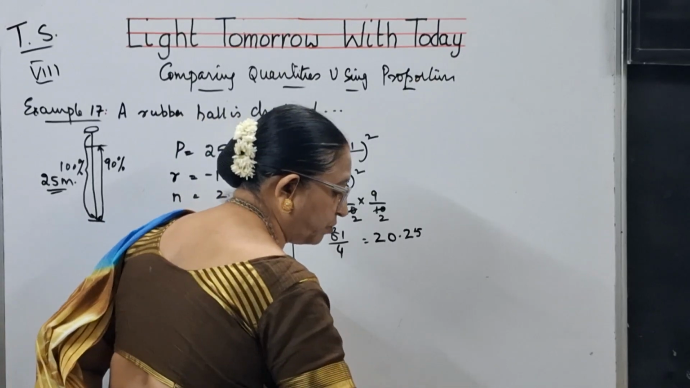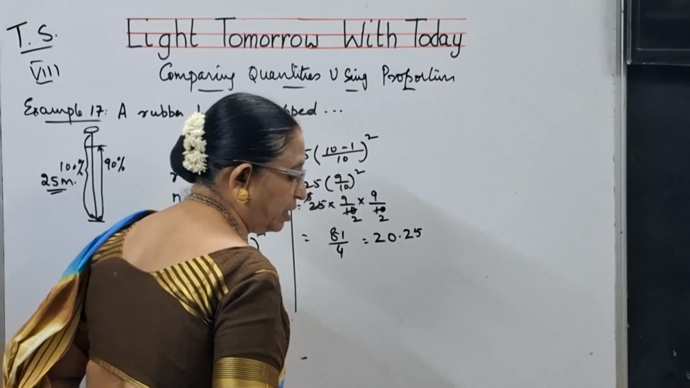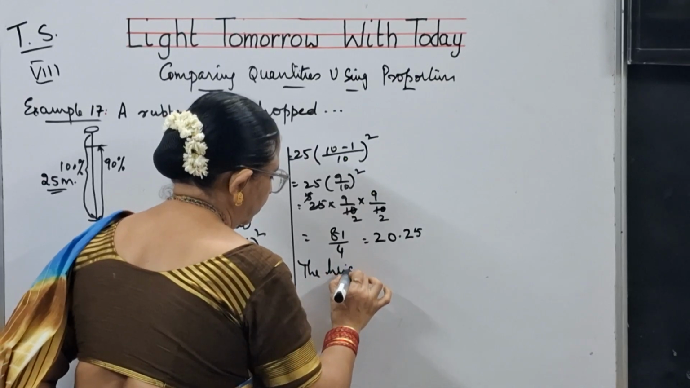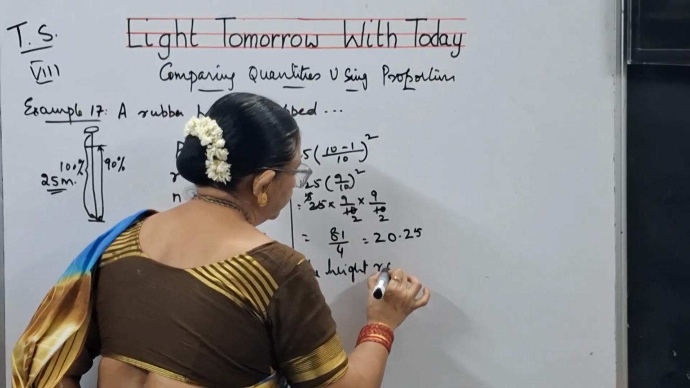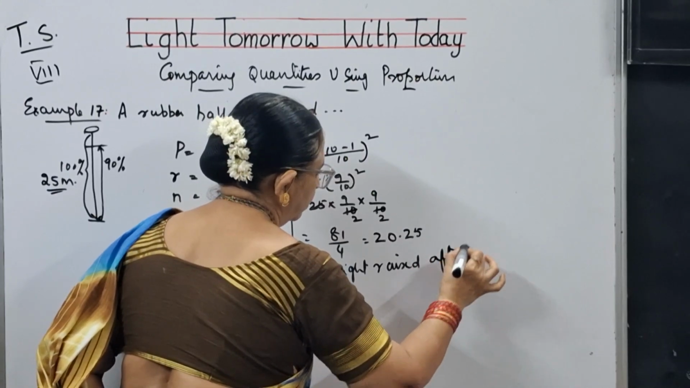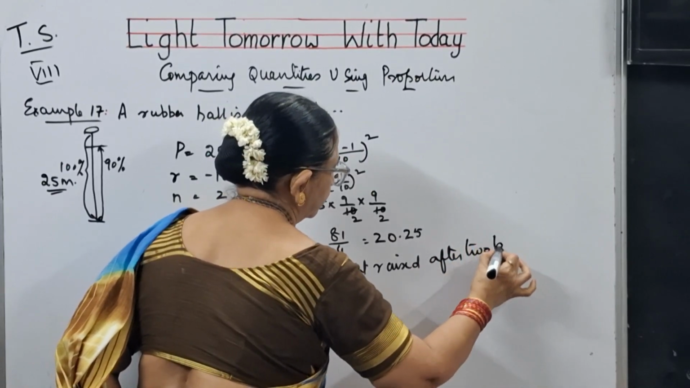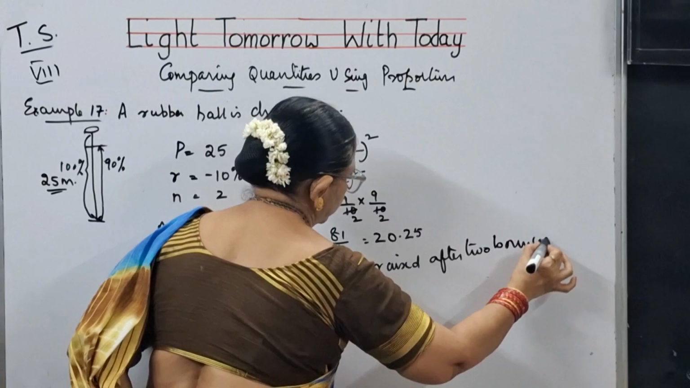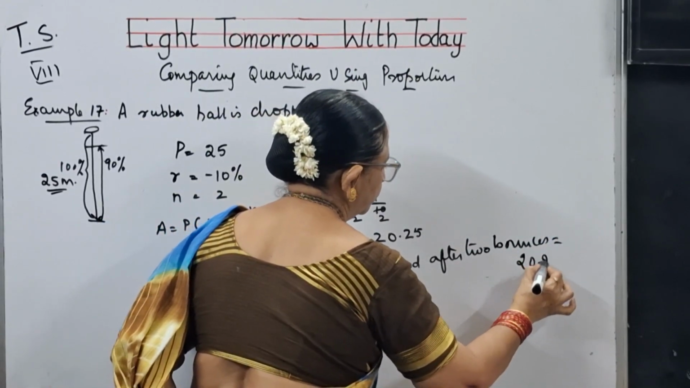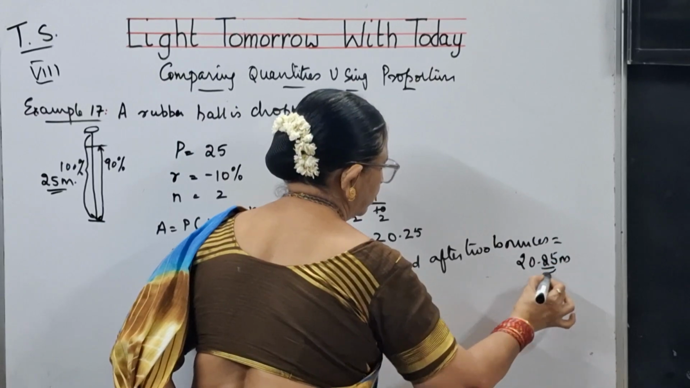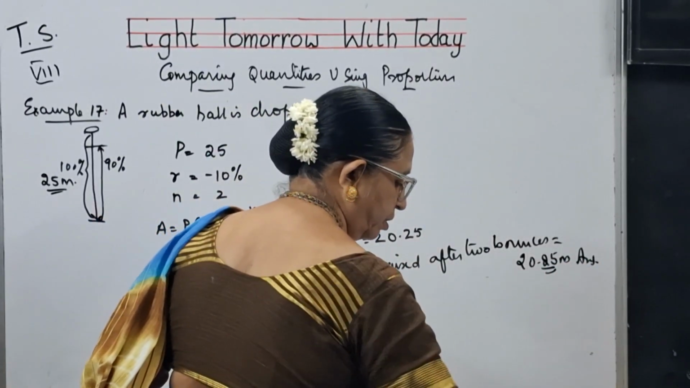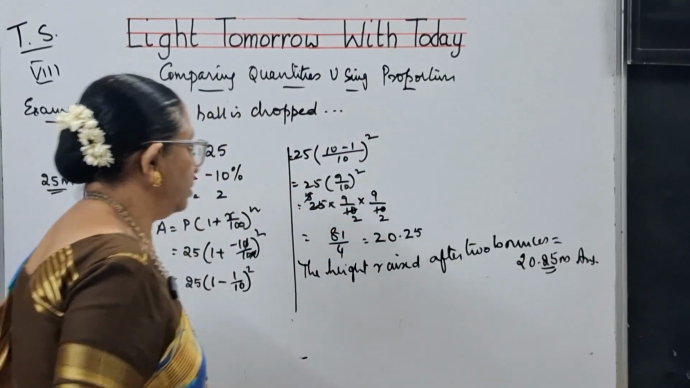The question here is what? Height to which it rises. So the height raised after 2 bounces is equal to 20.25 meters. This is the answer for this problem, children. Please copy it.